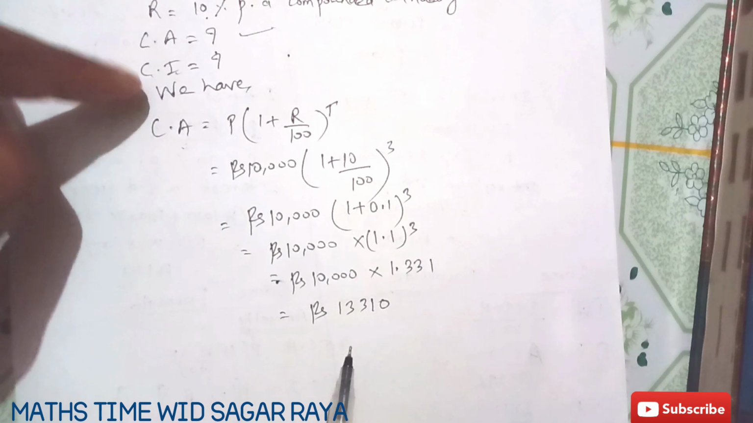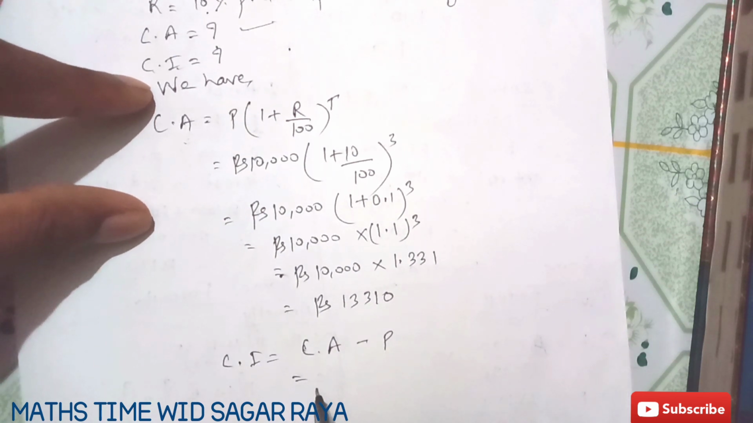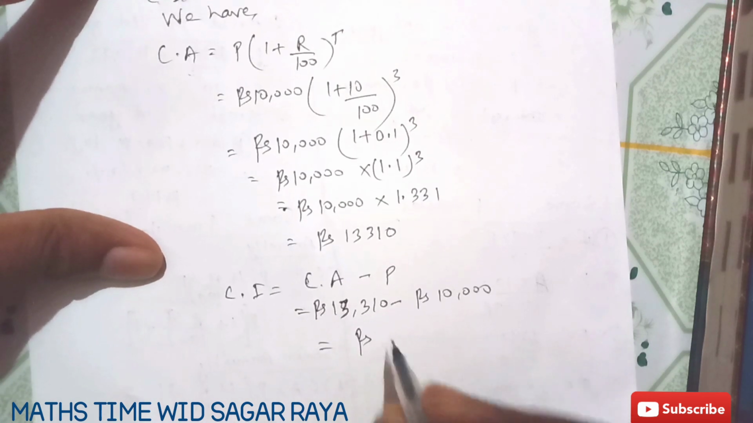Principal plus interest is equal to amount. From that formula, if you derive, compound interest will be compound amount minus principal. So compound amount is rupees 13,310 minus rupees 10,000. So just subtract this, you'll get the answer.